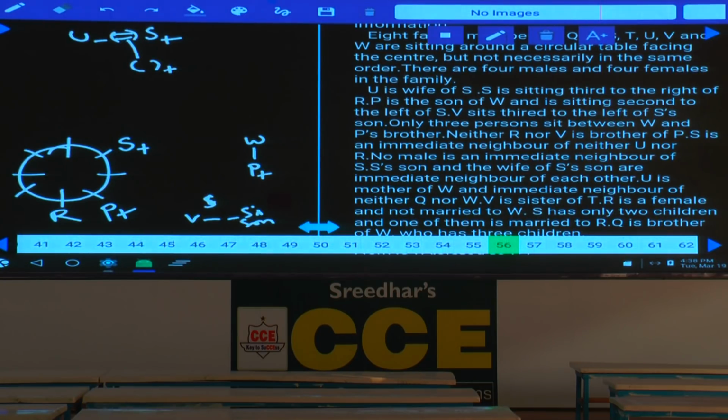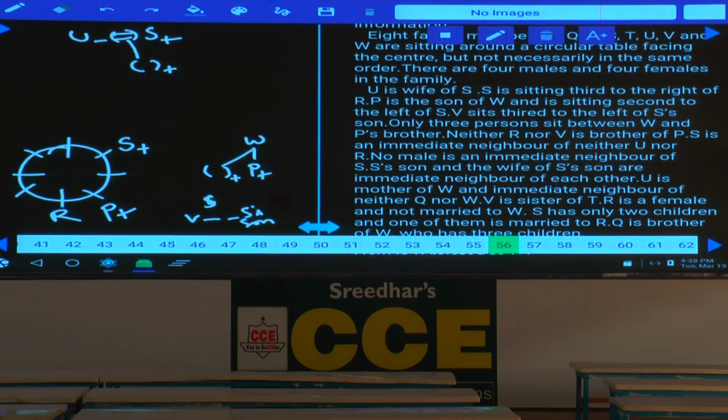And only 3 people between W and P's brother. Now W is here. Now this P is having a brother as well, as W is having 2 sons, isn't it? How many children this W is having as of now we cannot determine, but there are 2 sons to this W. As there are 2 sons to this W, then only 3 people between W and P's brother. Now this P is having a brother as well, isn't it?